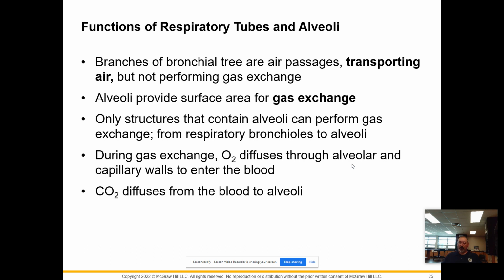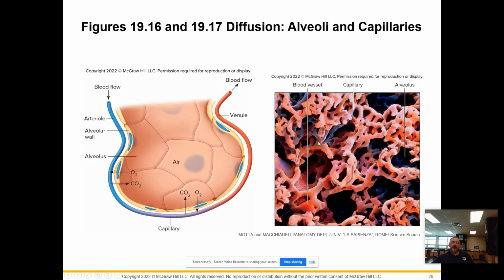From respiratory bronchioles to the alveoli, during gas exchange, oxygen diffuses through the alveoli and capillary walls and enters into the blood. CO2 diffuses from the blood into the alveoli. If you remember the lymphatic system, we looked at this interstitial fluid that's going to be flowing right there. That's going to aid in that. We're also going to have the colloid osmotic pressure involved here, but that's not our focus point. We're just noticing that we've seen this image before. This is showing the simple squamous epithelium and the gas exchange of this deoxygenated blood, meaning it's high in CO2, low in oxygen.